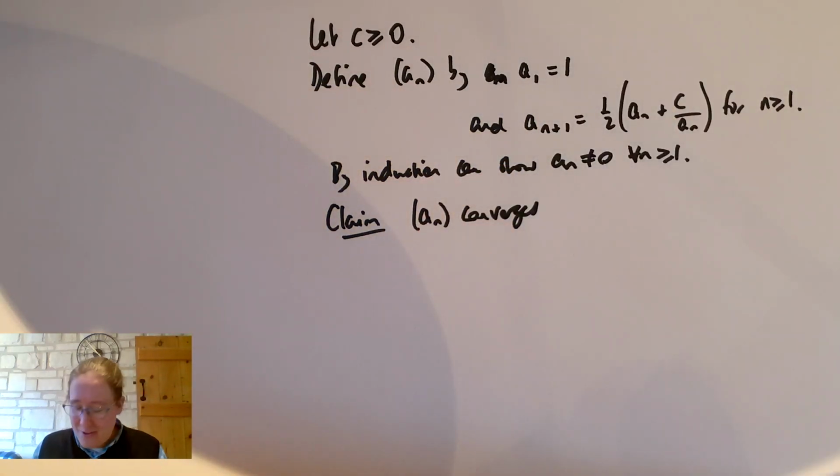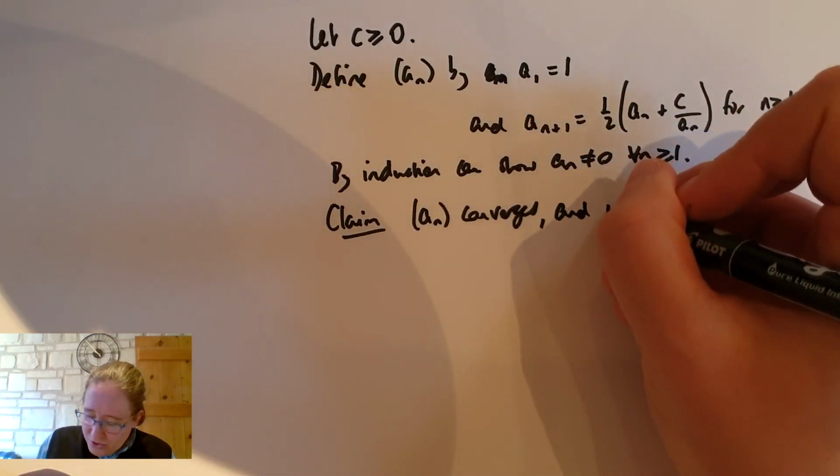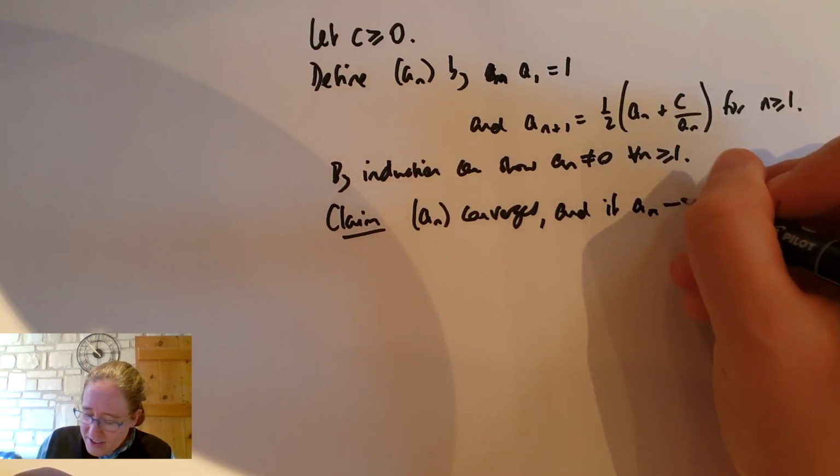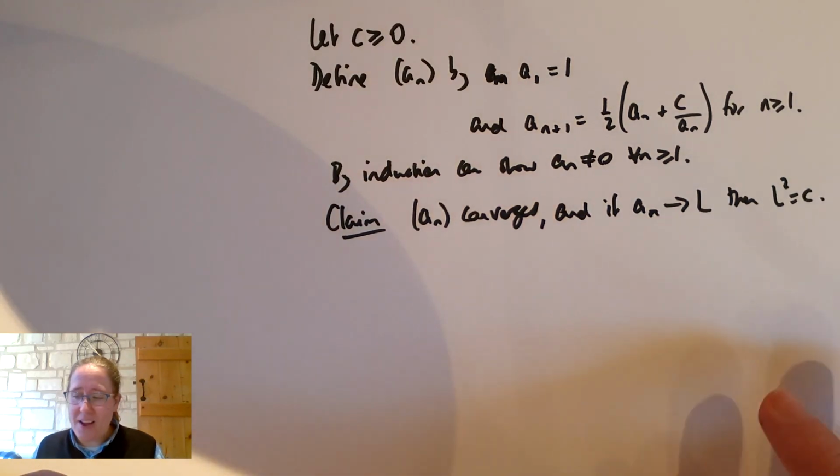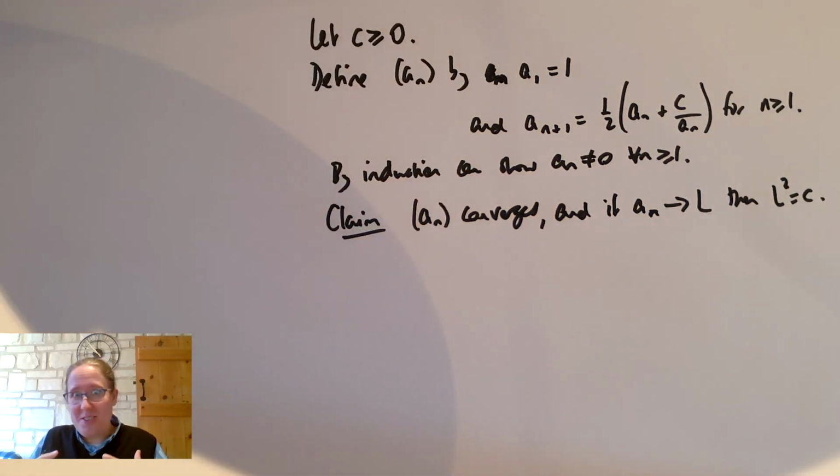And I'm going to claim that the sequence a_n converges. We're going to have to prove that carefully. And also, if a_n tends to the limit capital L, then L squared is C. Basically, the plan is to show that the sequence converges to root C, and that will show that root C exists in some sense. So it will certainly turn out to be positive. And then we're going to do this in a few steps. So I'll try to make it really clear which step we're doing at any given time.